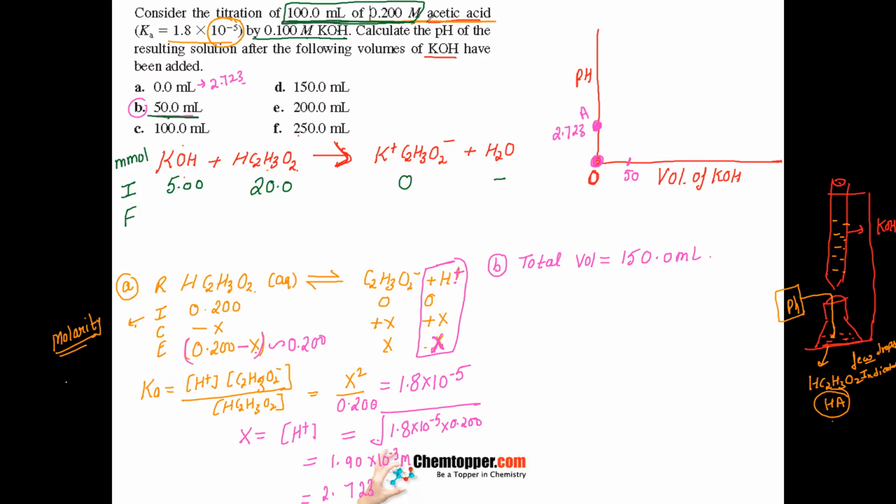Can you see the molarity of acetic acid? And millimoles, I told you, is molarity times volume. So what's the molarity of the acid? 0.200. What's the volume? 100.0. You have to read the question carefully.